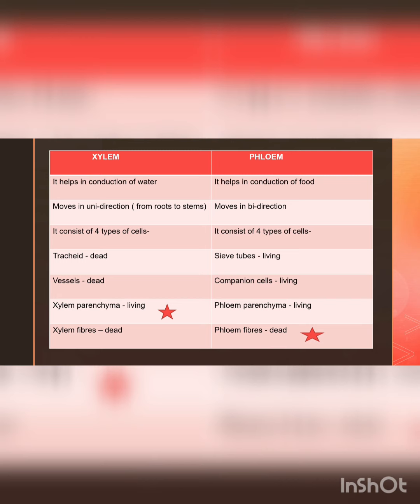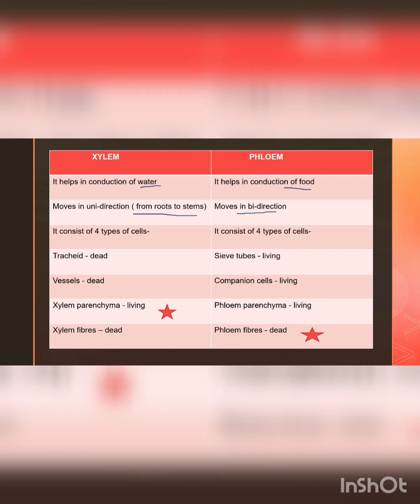Next, I have given a difference between xylem and phloem, which is very important, because in the exam they will be asking you questions related to this. What is the function of xylem? It helps in conduction of water. Phloem undergoes conduction of food. The xylem moves unidirectionally, from roots to stem, and the phloem moves bidirectionally, from top to bottom and bottom to top.